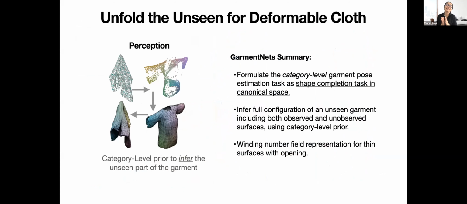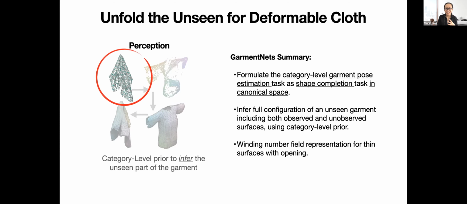Okay, so to summarize, the key idea of GarmentNets, the project that I just talked about, is really about the problem formulation, where we formulate the pose estimation problem for garments as a shape completion task in the canonical space. And by leveraging the category-level prior about garments, the algorithm is able to infer the full configuration of an unseen garment, including both observed and unobserved surfaces.